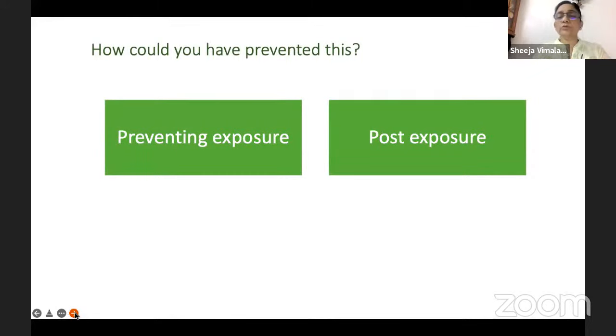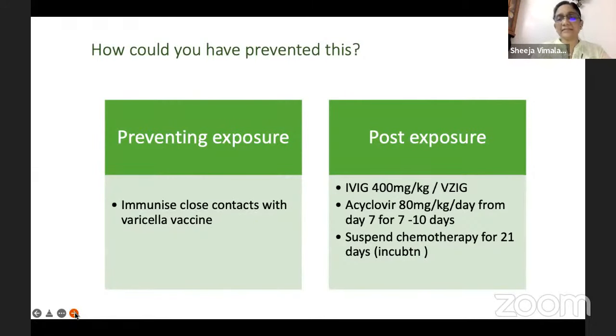And the next is, what could you do after an exposure has happened? Remember, more than 90% of varicella cases are from household contact, from whom, unfortunately, the child gets the infection. That is why it is very important that every time you have an immunosuppressed patient in your family, all the family members should take a varicella vaccine and an MMR vaccine to prevent getting infections themselves and not act as a carrier for the poor patient. So vaccination of contacts is very, very important.